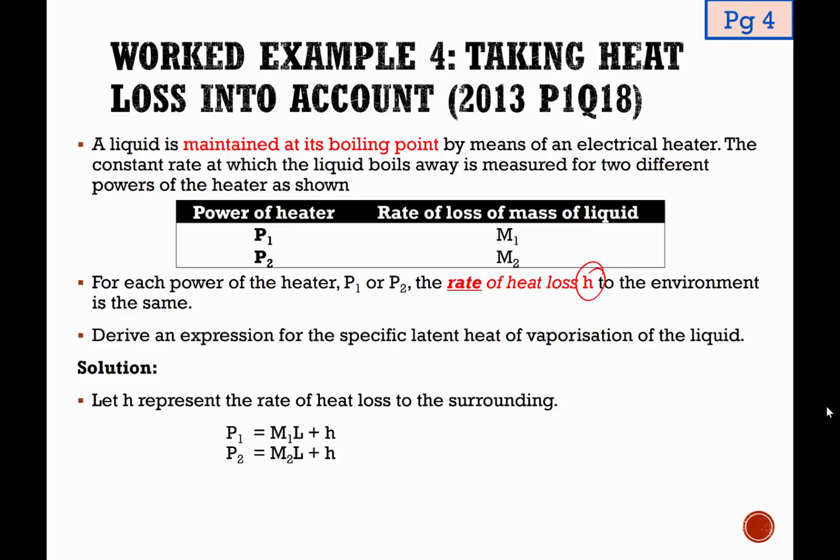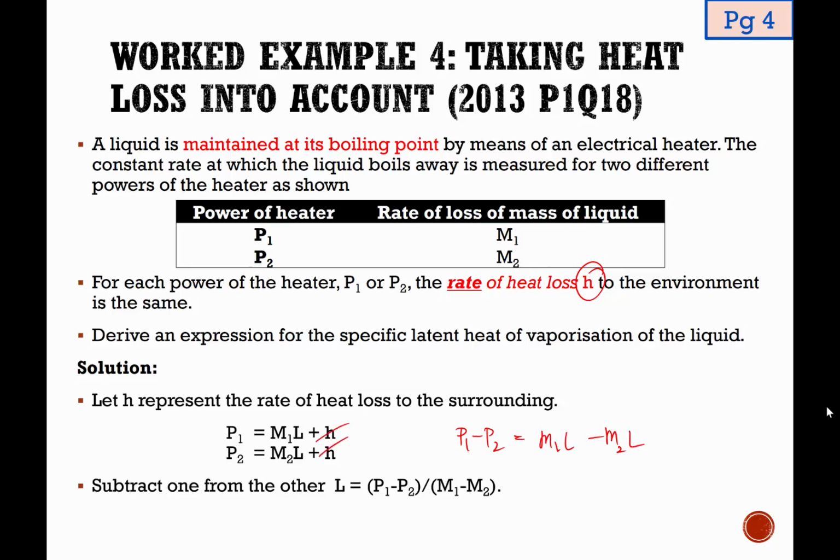And then all I need to do is to take equation 1 minus equation 2. Essentially, I have P1 minus P2 equal to M1L minus M2L, and then the H I can cancel off. Factorizing L out and then making L the subject, I will be able to get this expression here. And in normal questions, let's say you are able to calculate the specific latent heat.